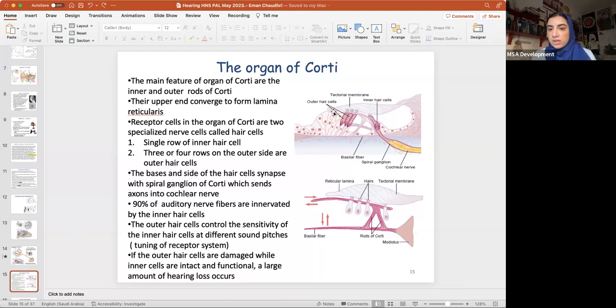So we have our organ of Corti, like we talked about. We have our outer hair cells and our inner hair cells. One thing that I actually forgot to mention is our inner hair cells are responsible for the sound, but our outer hair cells are responsible for mediating how much of the volume we're actually listening to. And this is a protective mechanism.